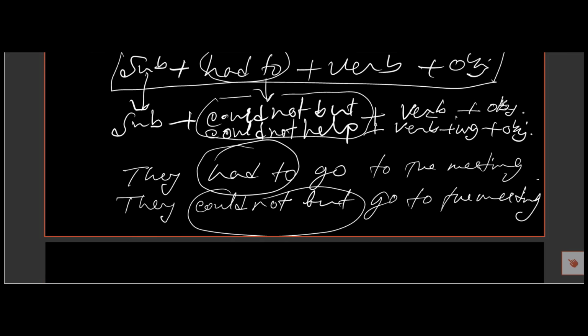And could not but or could not help. If we write could not but, the verb will be the same as the present form, and if we use could not help, then the verb takes ing. Now let's see another structure.